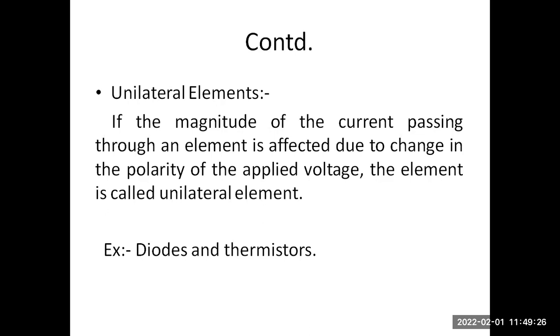Okay. So that means if you are passing any current through any network element, and due to that the polarity of the element gets changed, there is an effect. So we'll say that those elements are unilateral elements. The examples of the unilateral elements are basically diodes and thermistors.